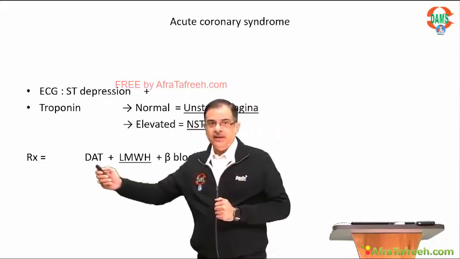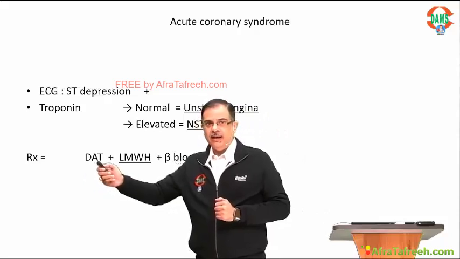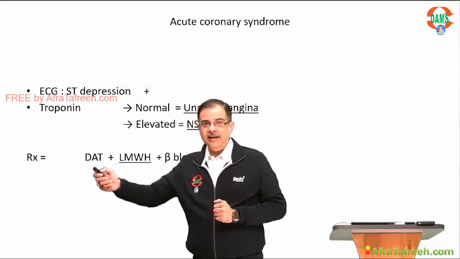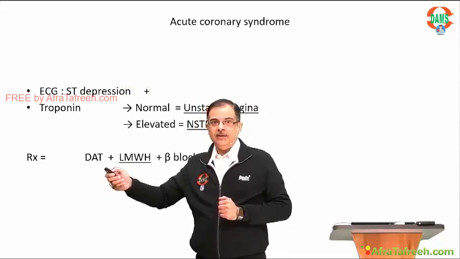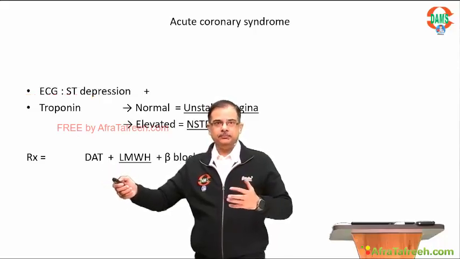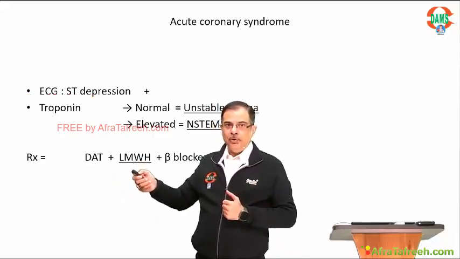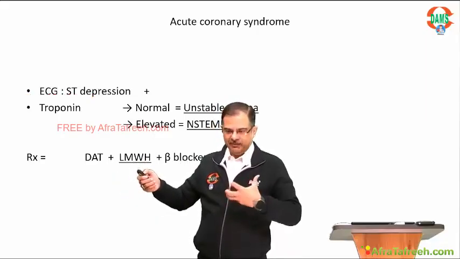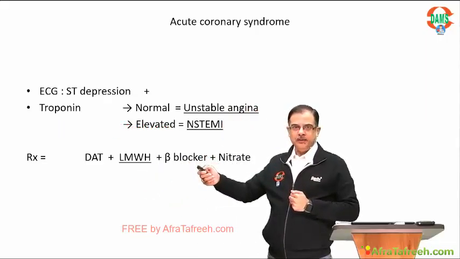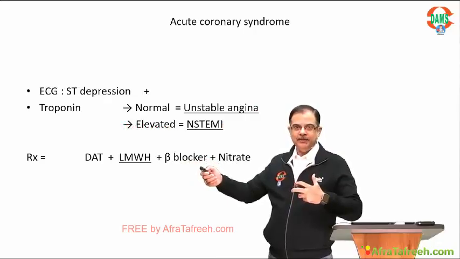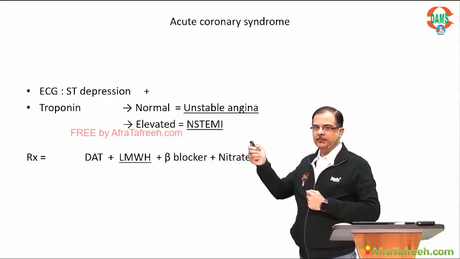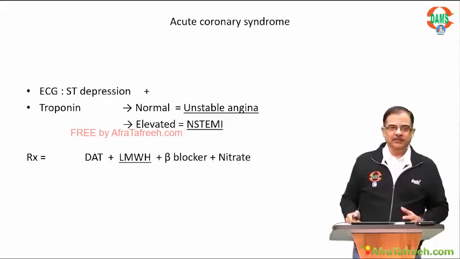What is that? Double antiplatelet treatment, DAT, aspirin plus clopidogrel. Low molecular weight heparin, it prevents the increase in the size of the thrombus. Beta blocker, decreases the cardiac demand. Nitrate, increases the blood flow. So this is the mainstay of treatment.